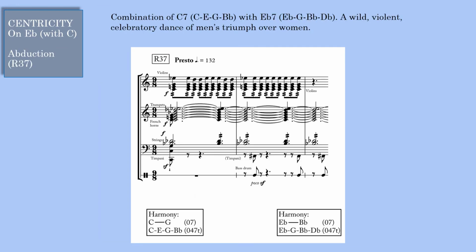In the subsequent scene, the ritual of abduction, the expressive mode has changed dramatically, and we find ourselves in a wild, violent, celebratory dance of men's triumph over women. There is no melody yet, but the persistent harmony is a combination of C7 with E-flat 7.